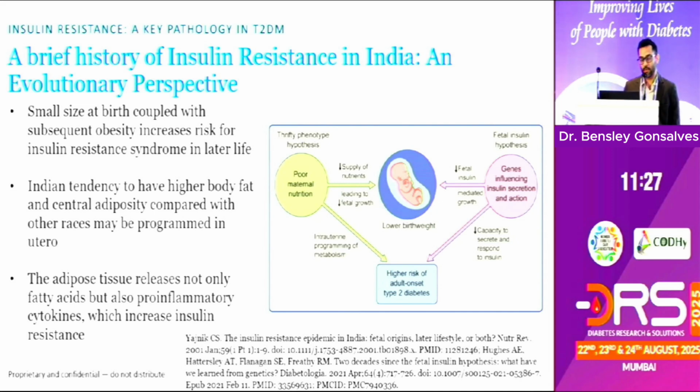mostly because of insulin resistance, because these babies are known to have a fatty pancreas. The pancreas with more fat is resistant to the effect of glucose or insulin, and thereby there is decreased sensitivity of this pancreas to secrete insulin in response to glucose. So this is how insulin resistance in India, or rather the Indian phenotype, has developed.